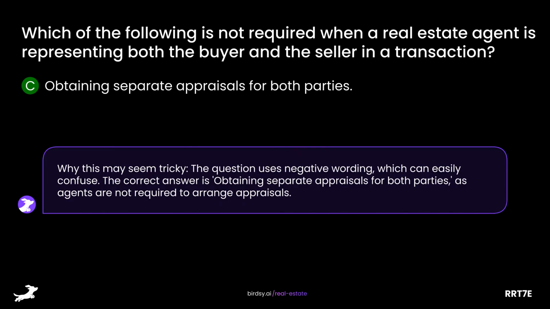Why this may seem tricky. The question uses negative wording, which can easily confuse. The correct answer is obtaining separate appraisals for both parties, as agents are not required to arrange appraisals.